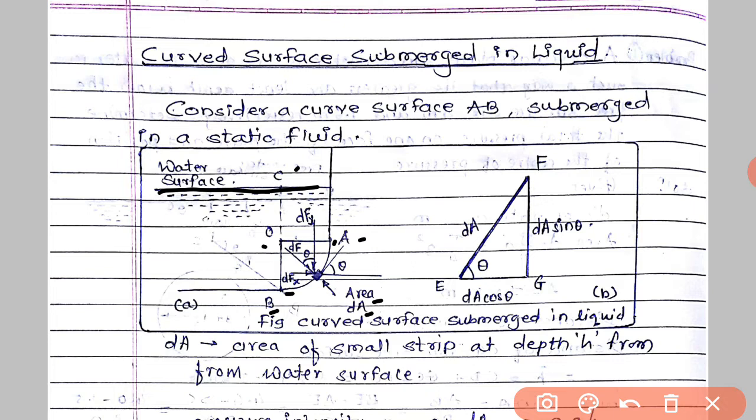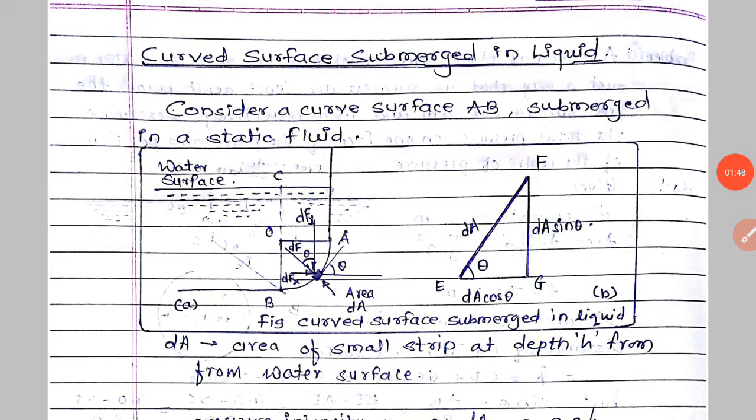So dF can be resolved into dFx in the x direction and dFy in the y direction. This is area dA of the small fluid element. This is not a strip, this is actually a fluid element. So EF will be the fluid element, and take point G. So this will be a right angle triangle. So EG will be dA cos theta from this geometry, and GF will be dA sin theta. So this figure shows a curved surface submerged in liquid.